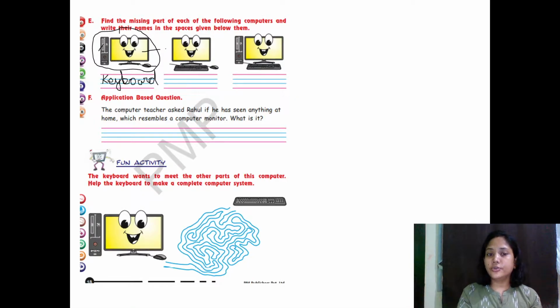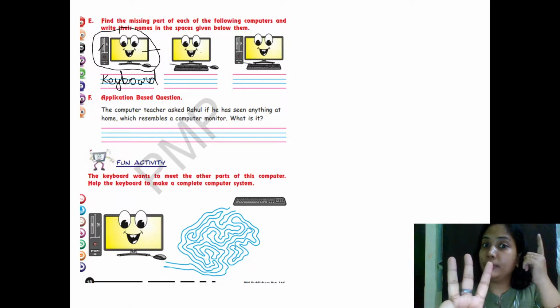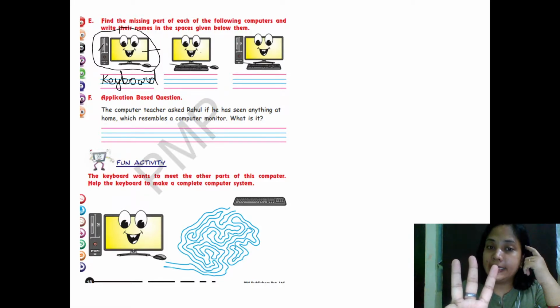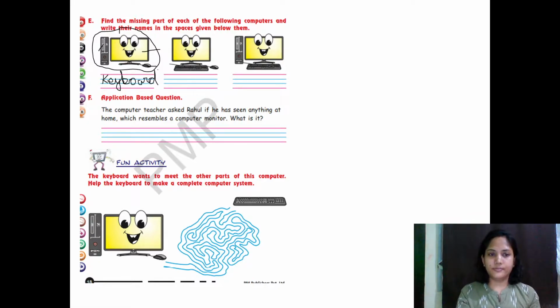Now the other 2 you will do on your own. Let me just give you a hint. I have the monitor, I have the keyboard, I have the mouse. What is missing? The brain of the computer, and that is the CPU. So you will write CPU here. Okay, you will write CPU. Yay! Now last one. This you will do on your own.